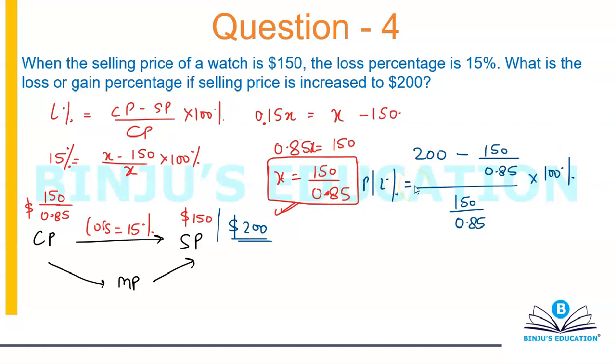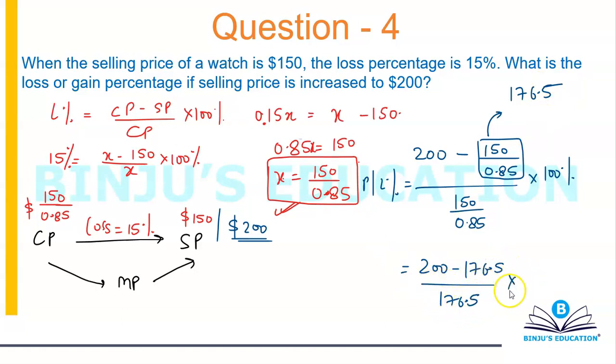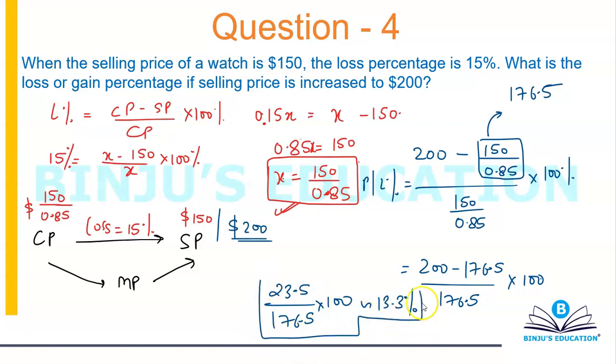Now I just need to calculate this value. So first of all, I would like to calculate the value of 150 divided by 0.85, and that will come out to be 176.47. This value is coming out to be 176.5 approximately. So this is 200 minus 176.5 divided by 176.5 into 100%. So this is 23.5 divided by 176.5 into 100%. So this is roughly around 13.3%, and that's your answer.